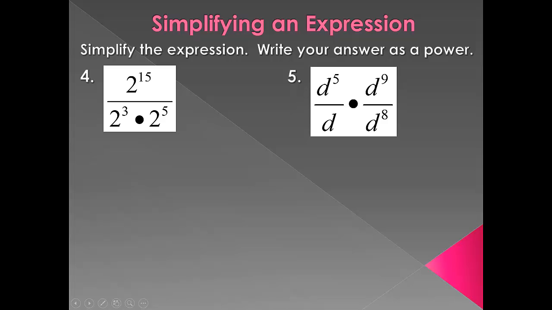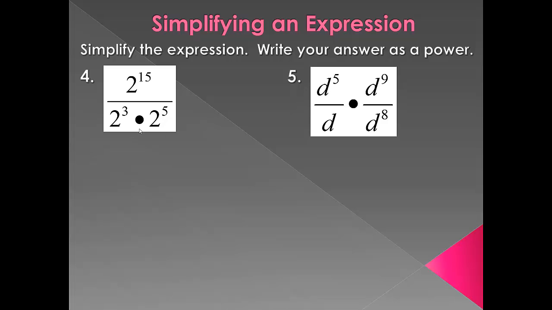Now we're going to simplify an expression. We're going to also write our answer as a power like we did in the previous problems. For these problems, we'll be using the product of powers property and the quotient of powers property to solve. So for number 4, I have 2 to the 15th power divided by 2 cubed times 2 to the 5th power. First, I can go ahead and simplify the denominator.